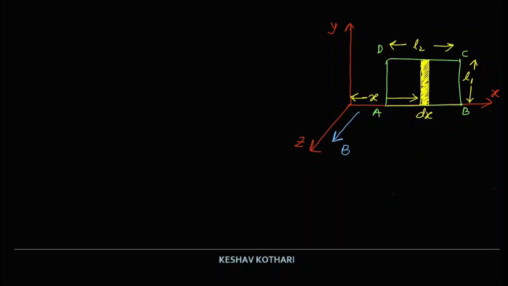So the value is changing from x1 to x2. If I write the variation of magnetic field, the magnetic field is varying along the z-axis as B naught, and it is propagating in the x-axis direction as omega t minus kx. So at a certain distance x, the value of magnetic field is equal to B naught sine(omega t minus kx), and the value of the small patch area is equal to L1 into dx.